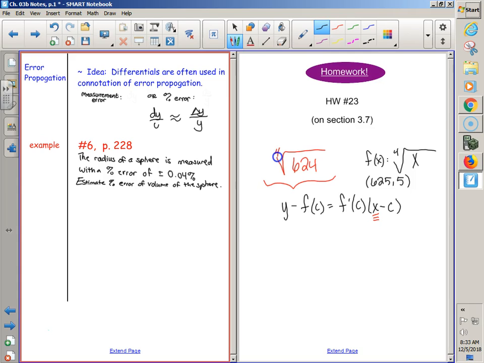So dy over y. If you think about dy approximating delta y, how far off you are in regards to the whole. So let's say something that you measured was 7 inches, and you were 1/10 of an inch off. Were you super far off? No. But let's say something that you measured was 2/10 of an inch, and you were 1/10 of an inch off. It's a big difference, right?